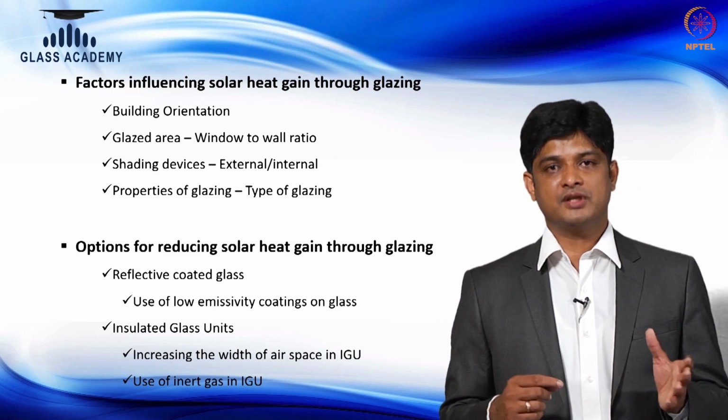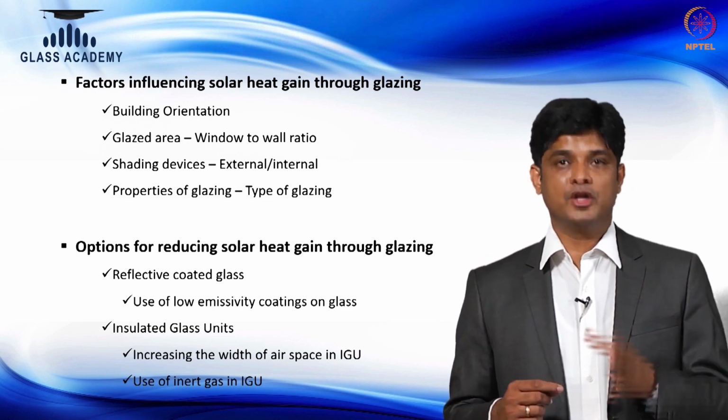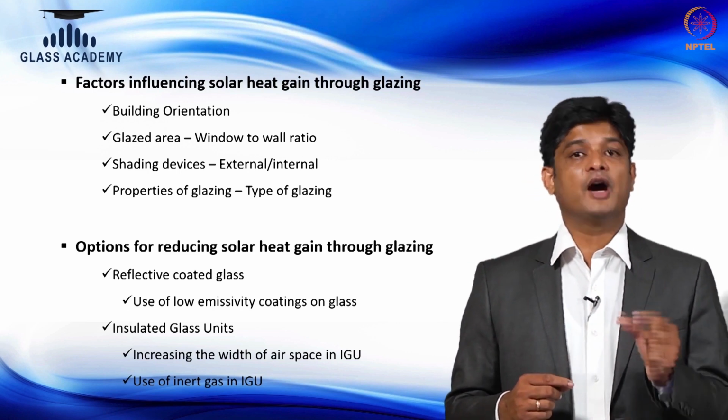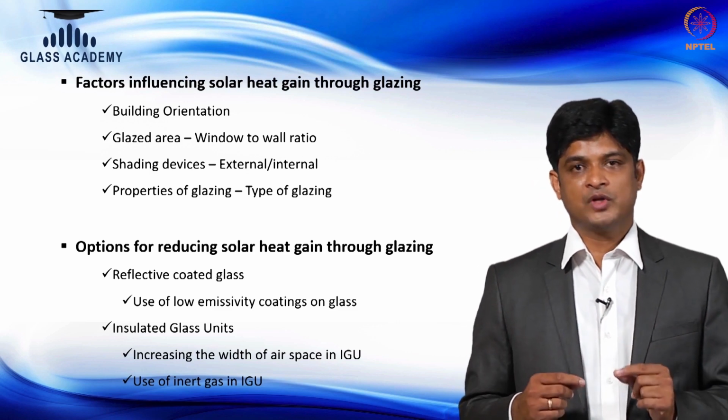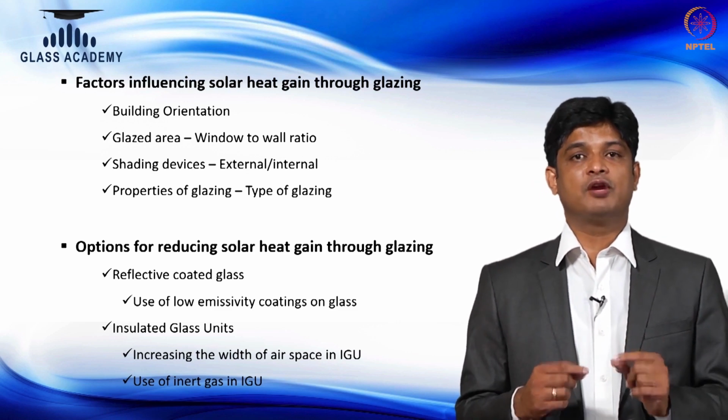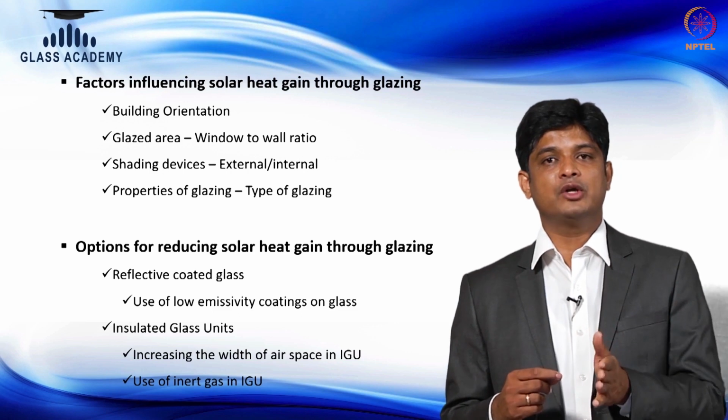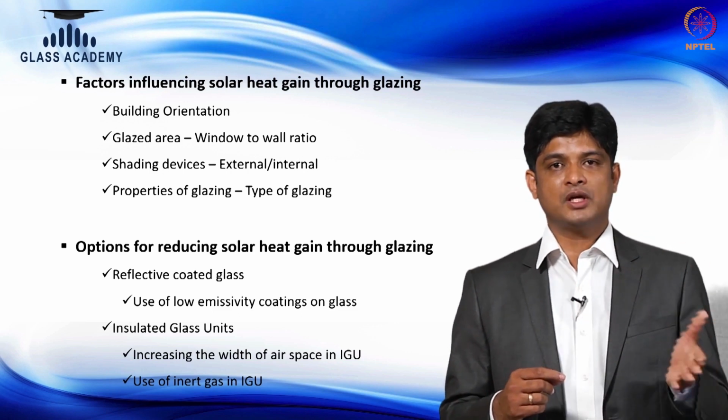I am not able to have a shading device. Still, I wanted to reduce the heat coming in. Then I have to play with the solar factor of the glass. So what are the things that I can do in reducing the solar factor, which is ideally going to cut the heat coming in from outside to inside?